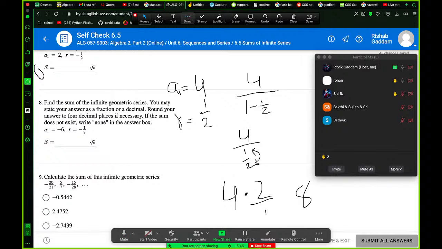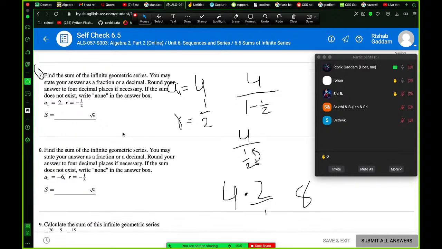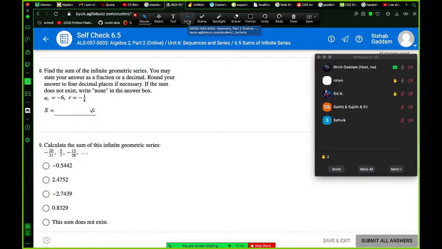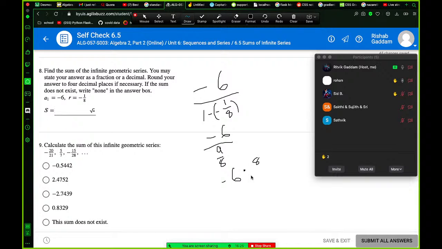Okay, so using the formula, we get negative 6 in the numerator over 1 minus negative 1 over 8, which is going to be equal to negative 6 times 8 over 9. Yeah, which is negative 48 over 9. And then which is negative 5.33333333. You can just leave this one as a fraction.